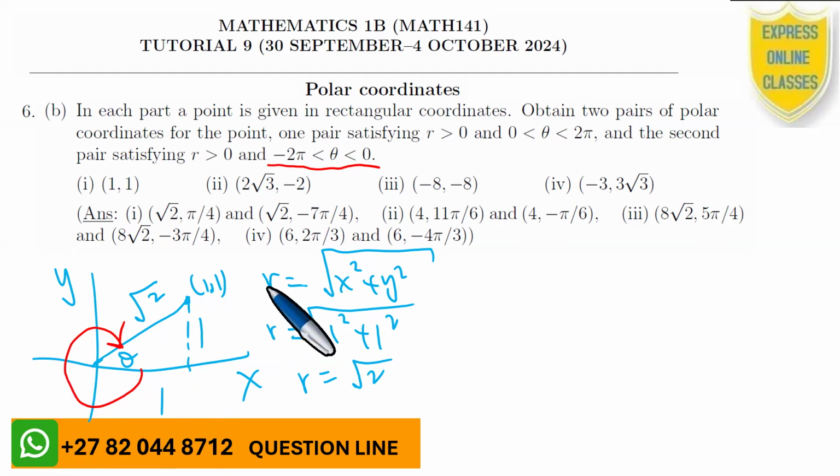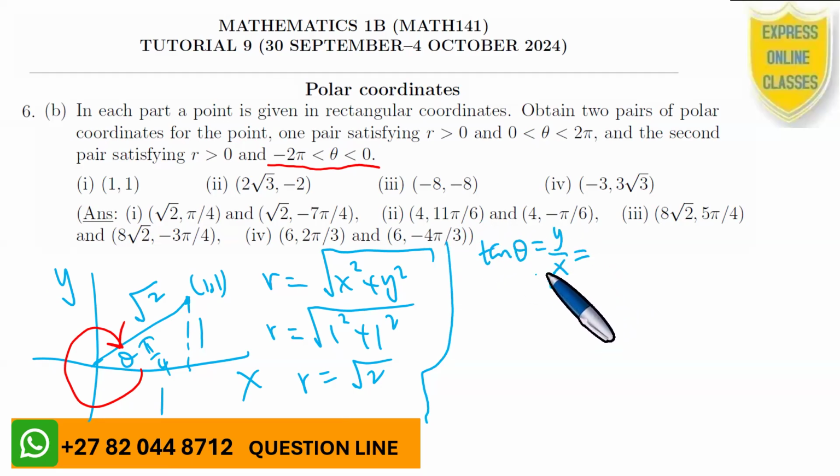Okay, yeah, so you're gonna have that. But if you check, you would have the angle theta. So at this point, what would the angle theta be? Okay, you have already seen that this angle is pi over 4, because we use the fact that the tan of theta is exactly y over x. So x is 1, y is 1, so you're going to have 1 out of 1, which is 1.